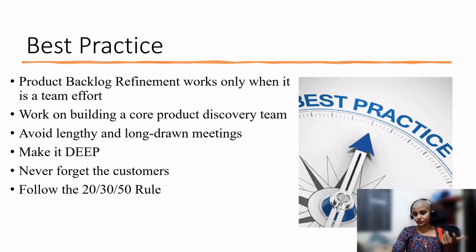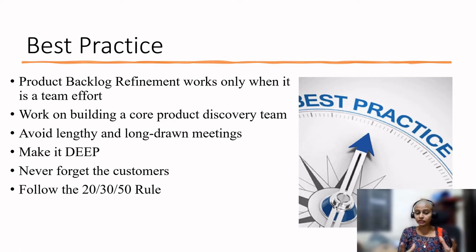Follow the 20-30-50 rule. Yes, of course, it is one of the great rules you should follow when we are doing product backlog refinement. 20 means 20 percent of your PBIs should be ready to take up in the upcoming sprint. That way our product backlog should be available, and the 30 percent should be detailed enough, but still some discussions should happen and some more granular details are needed.